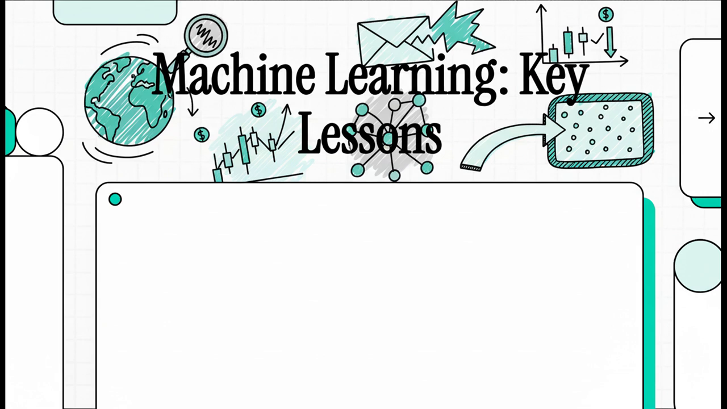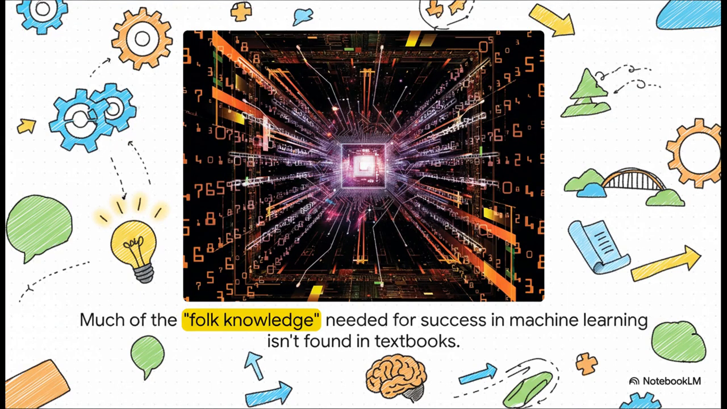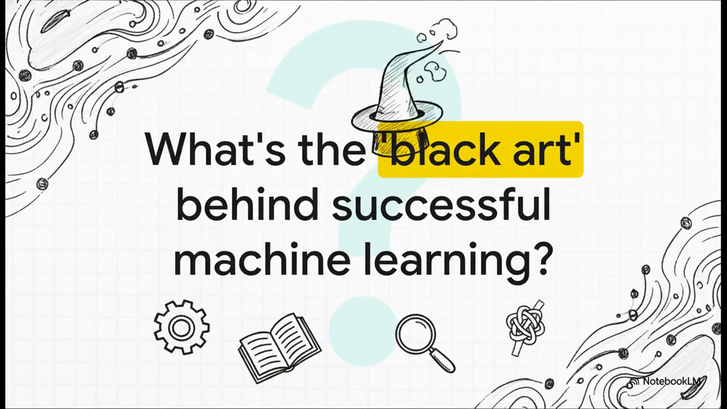But behind all the hype and the buzzwords, there's a surprising amount of, well, art. So how does it really work? Well, here's the secret that most textbooks are not going to tell you. Beyond all the complex math and the algorithms, there's this layer of practical wisdom, this folk knowledge that experienced people in the field really rely on. And honestly, getting a handle on this is what separates a project that totally changes the game from one that's just a frustrating failure. So, what is this black art?